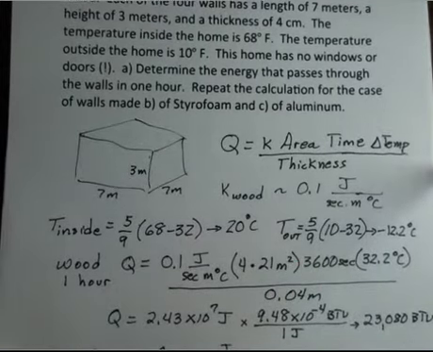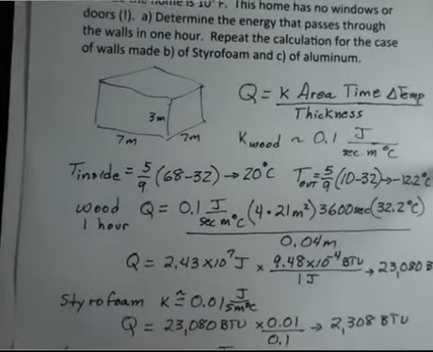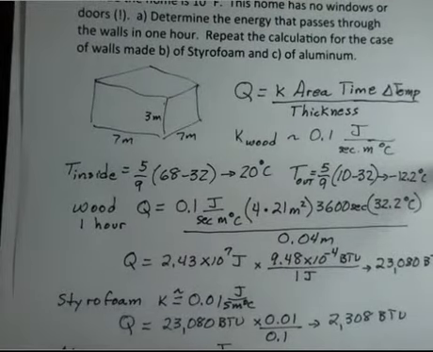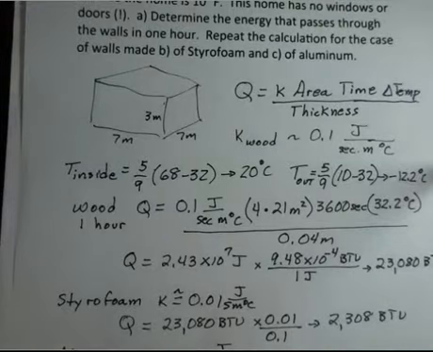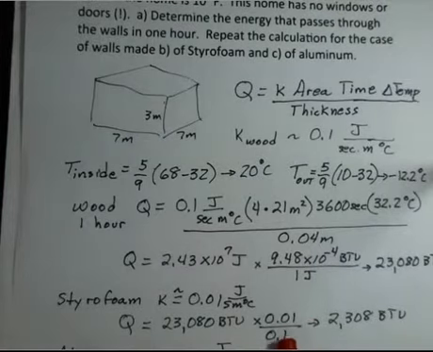Well, it's not necessary. We can just find the constant for styrofoam, and that turns out to be 0.01 joules per second per meter per degree Celsius. And by the way, you should convince yourself that the units canceled appropriately up here. And I found a Q of 23,000 BTUs, the wood number, times the K for the styrofoam divided by the K for the wood. And you can readily understand we're getting 2,308 instead of 23,000.